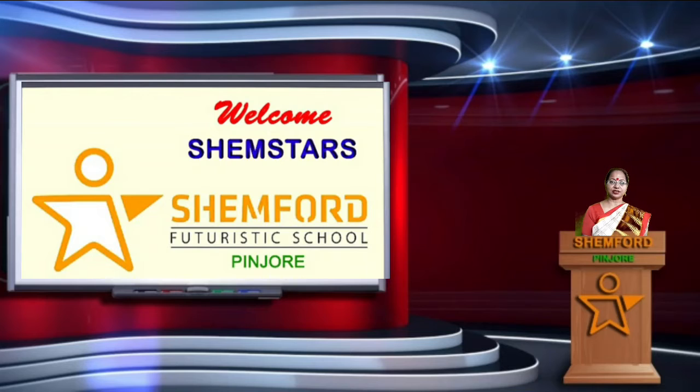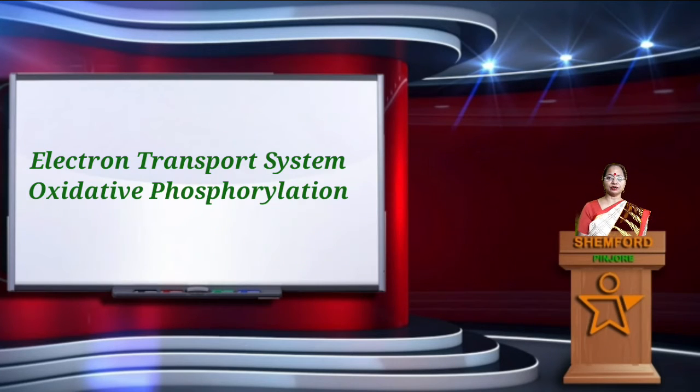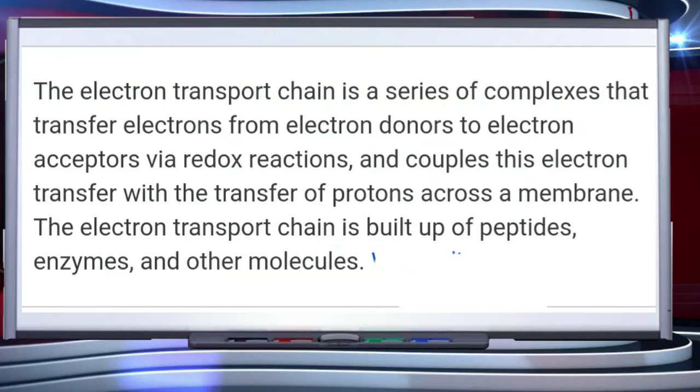Good morning, Shamstars. In the previous video of this chapter, chapter 14, respiration in plants, we discussed the Krebs cycle, that is the TCA cycle. In this presentation, we will be discussing the electron transport system and oxidative phosphorylation.